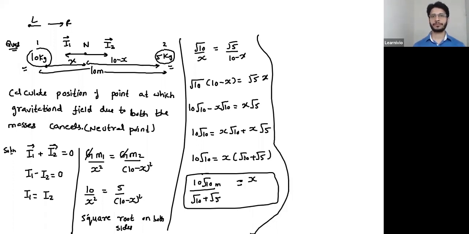Is it clear? Yes, sir. So this is how we calculate neutral points. Instead of these point masses, he can give you spheres, he can give Earth and Moon and ask you to calculate a neutral point. The method would be the same. Only the masses and separation would change. Okay, so there is no field at point N.